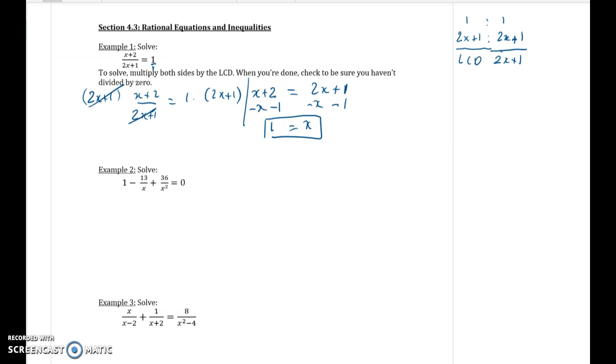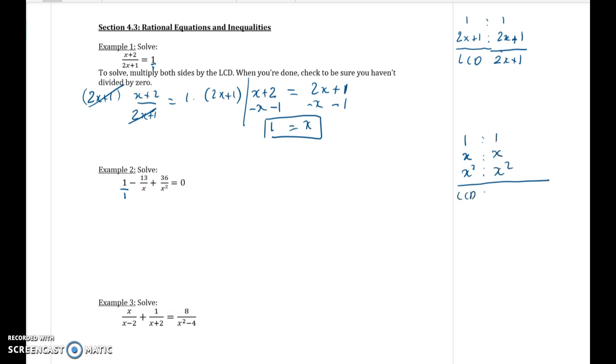Let's take a look at example number 2. So I need to calculate my LCD. My LCD, I'm going to take the 1 divided by 1, first denominator. I'm going to take the x, and I'm going to take the x squared. Completely factorize into primes each denominator. So I'm going to have 1, x and x squared.